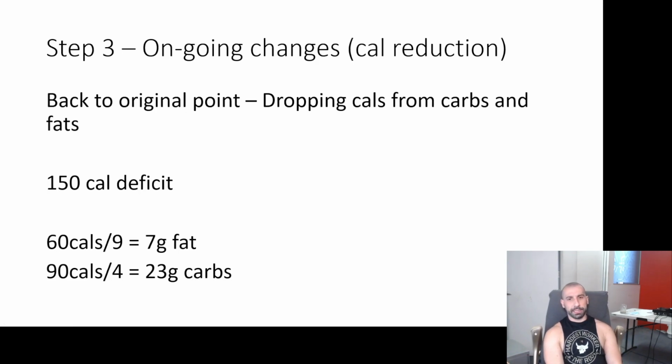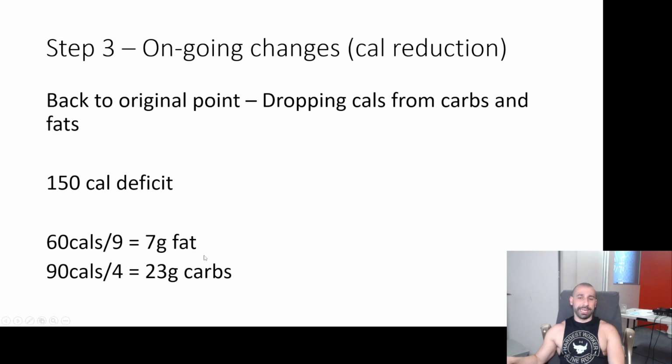Now, back to the original point. We said that we're making that calorie reduction. How do we want to work out how to take some from fats and carbs? In this example, we decided that, okay, this person has stalled, let's make a 150 calorie deficit drop. Protein, never change your protein. Just keep your protein the same. If you set it on 2.3 grams per kilo of body weight, for example, just stay on 2.3 grams per kilo of body weight. You don't have to change that.